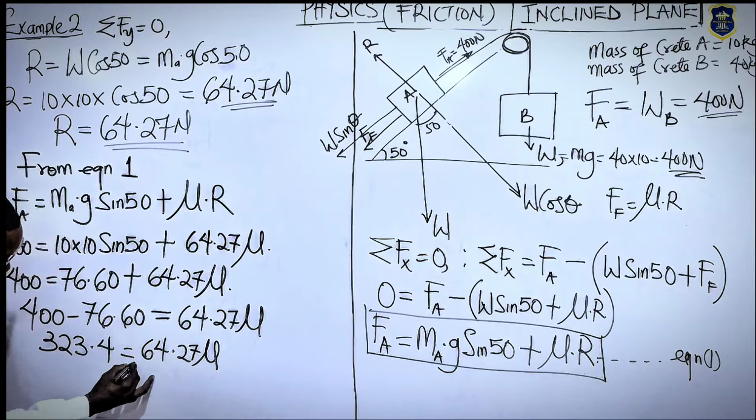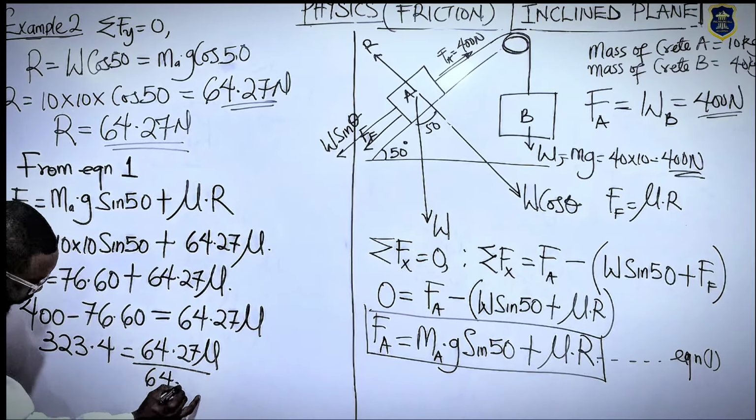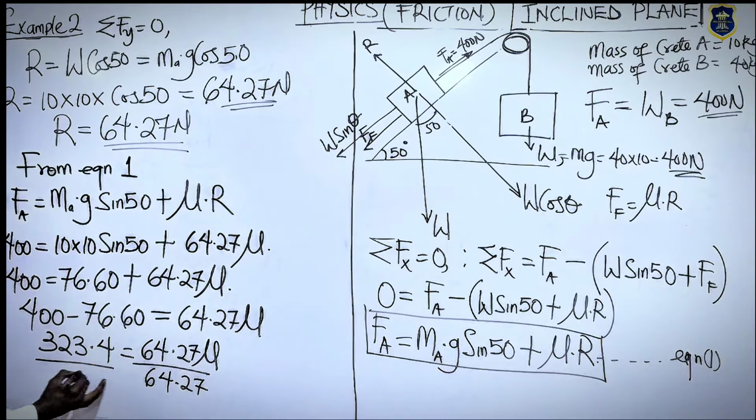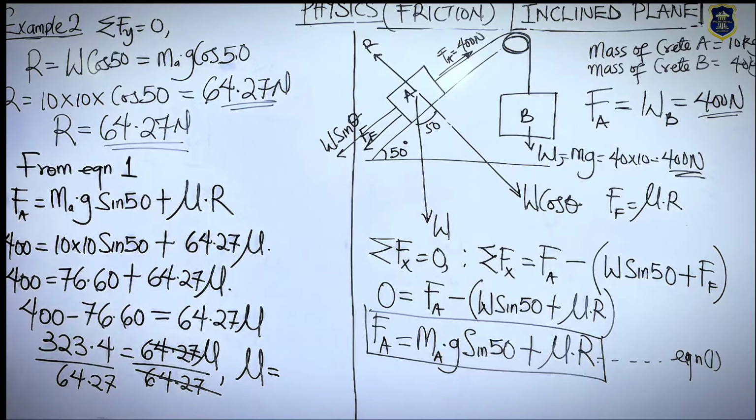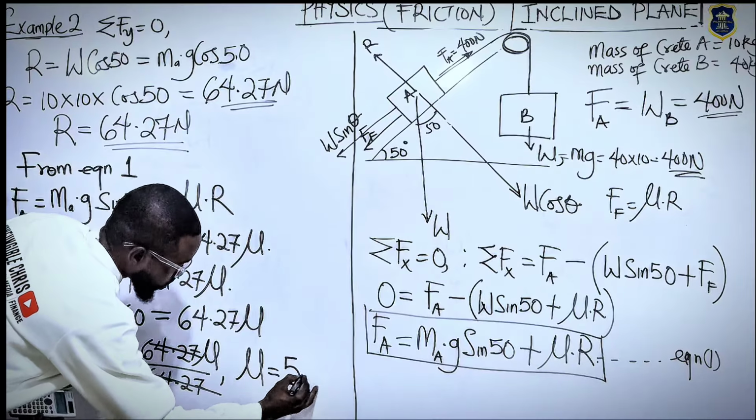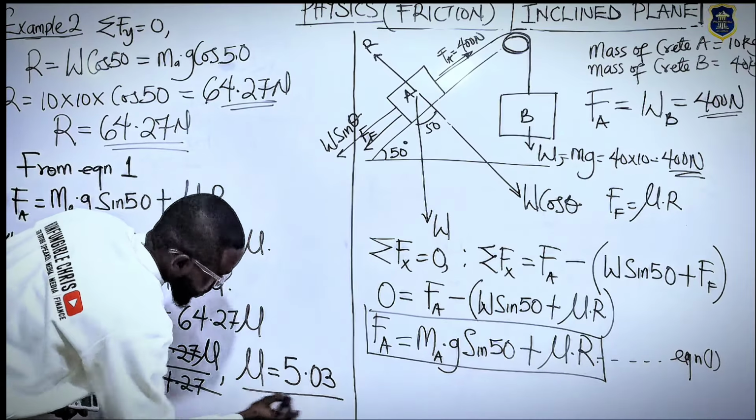Divide both sides by 64.27. This will take off this. It means that our mu will be equal to this divided by this. So 323.4 divided by 64.27. Yep, the answer is 5.03, approximately 5.0.